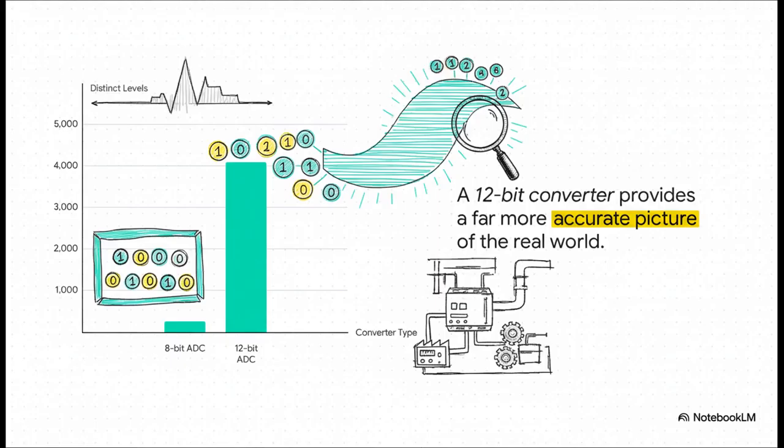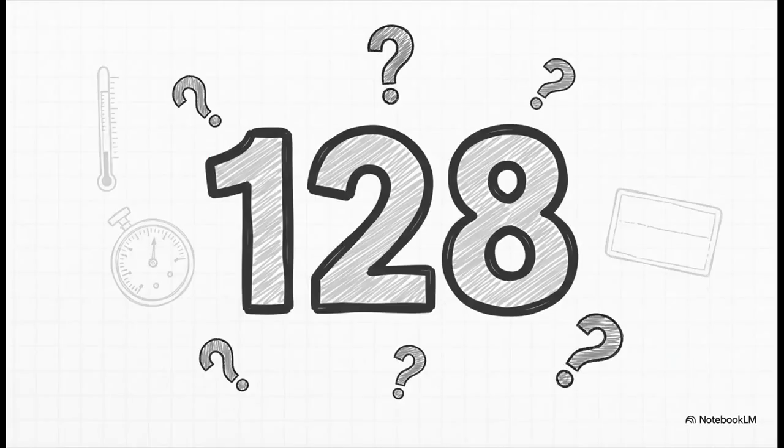And you can really see the difference here. An 8-bit converter, which uses 8 ones and zeros, gives us 256 distinct levels, or steps. But check this out. A 12-bit converter gives us over 4,000 steps. That is a huge leap. It means the 12-bit converter can spot tiny, tiny changes in that original analog signal, giving the PLC an incredibly accurate picture of what's happening in the real world.